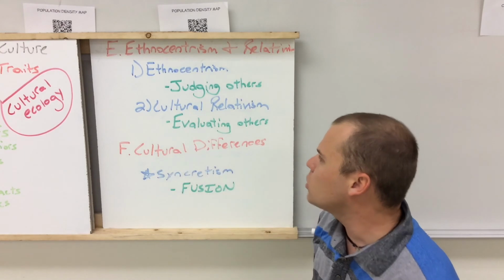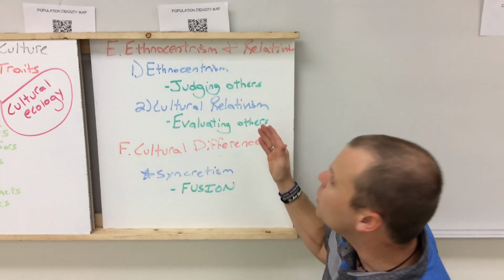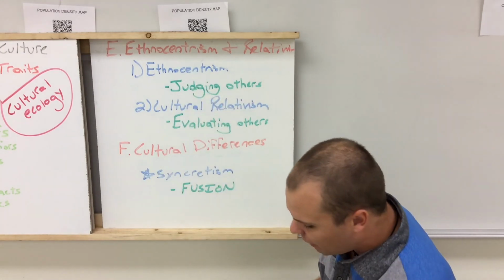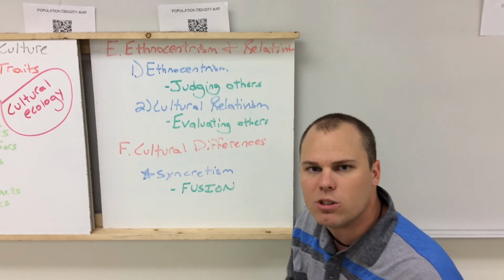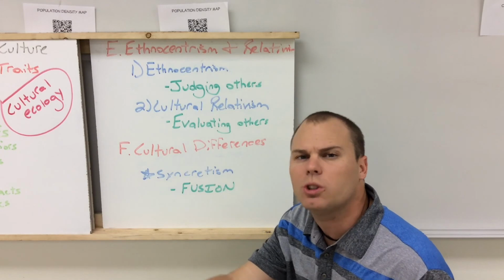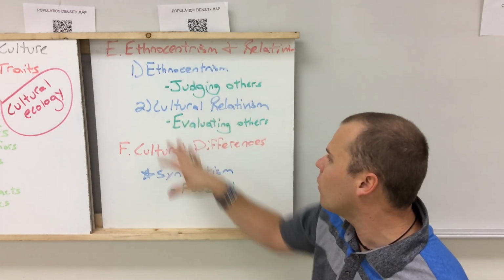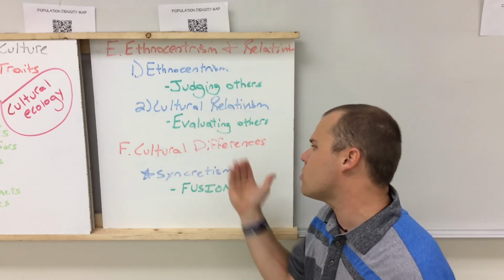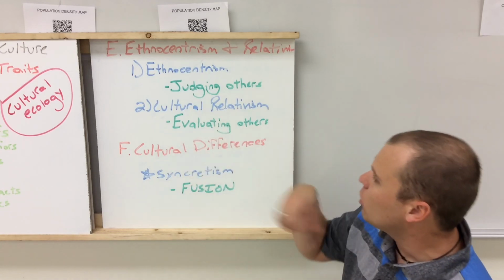I am centering my thought process around my culture, and anything that's not mine is worse. The other type is cultural relativism, and this is when you are evaluating others. This one you are taking yourself out of the picture. What I mean by that is you're putting aside your own standards and you're evaluating the standards of others. So you're not thinking about your own culture when you're looking at other cultures. You're looking at their culture within itself. You're not judging. It's more of a fair way of looking at it. And a good word to associate with that is evaluating. That's what we're looking at with cultural relativism.